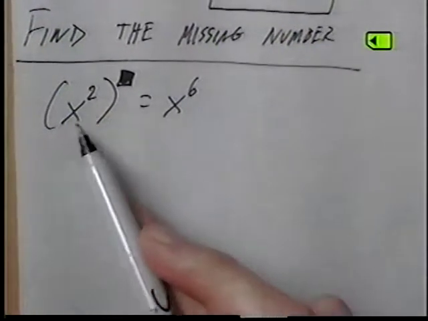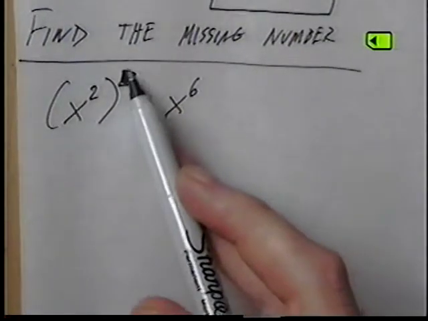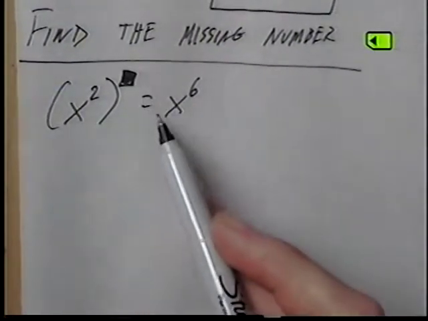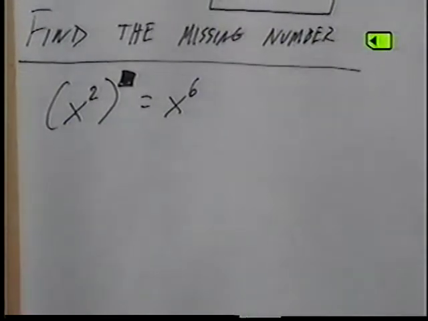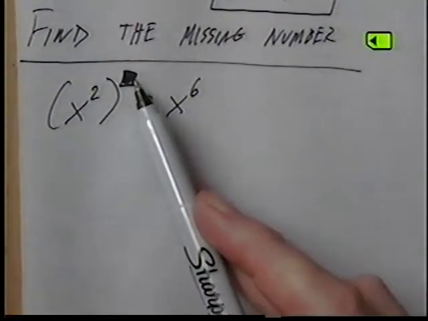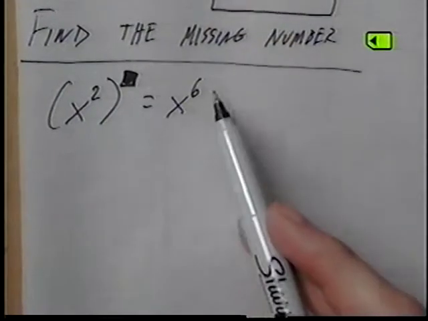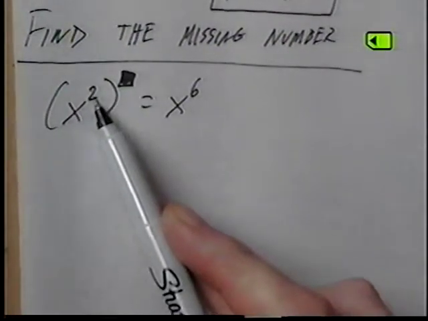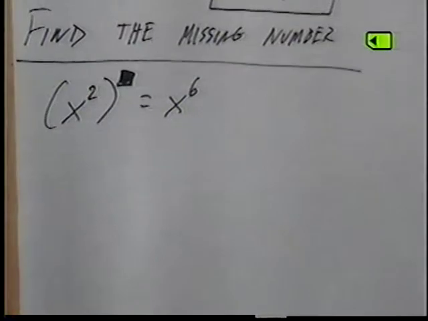So in this question you have x to the 2nd power raised to some number that we must find, and we know the answer is x to the 6th. Again, from previous sections, these exponents you'll be multiplying, so we must find out which number 2 times what would give us 6.